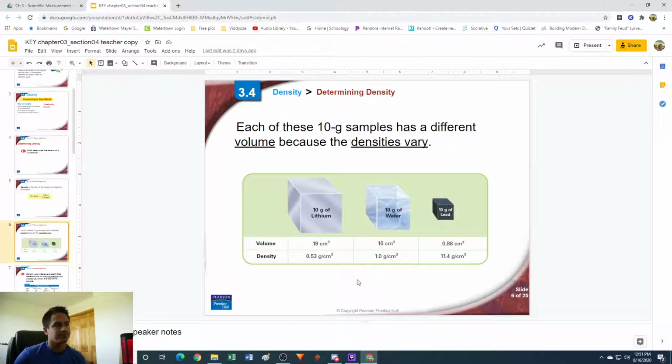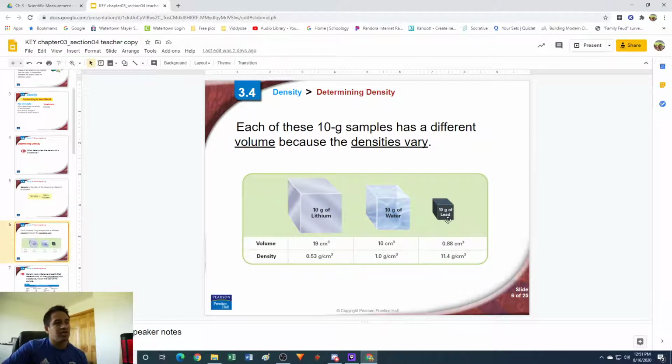grams of a material with different densities and different volumes because their densities are different. So we have a 10-gram cube of lithium, which has a volume of 19 cubic centimeters. So it's relatively big, but its density is pretty low. So this has a low density because it has a large volume, and all the particles inside are pretty spaced out. 10 grams of water has a density of 1 gram per cubic centimeter and therefore takes up about 10 cubic centimeters of volume. So with this 10 grams of water, the particles are a little bit more tightly packed together, therefore they don't take up as much space and they're more dense.